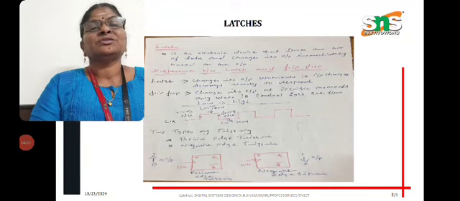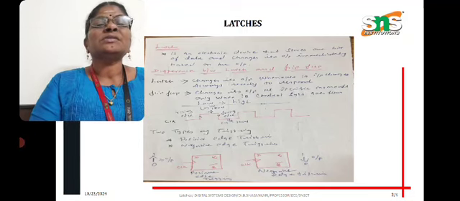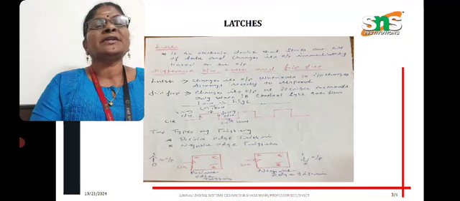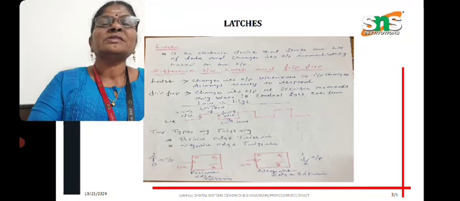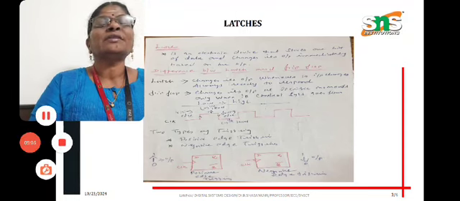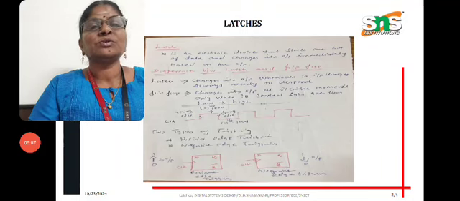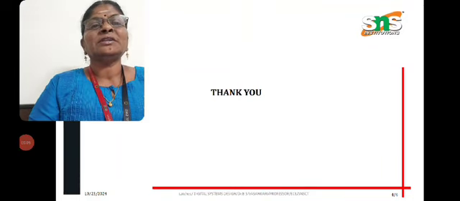flip-flops and latches. In latches we have positive level triggering and negative level triggering. Positive level is nothing but 0 to 1 and negative level is 1 to 0. This is all about our latches.